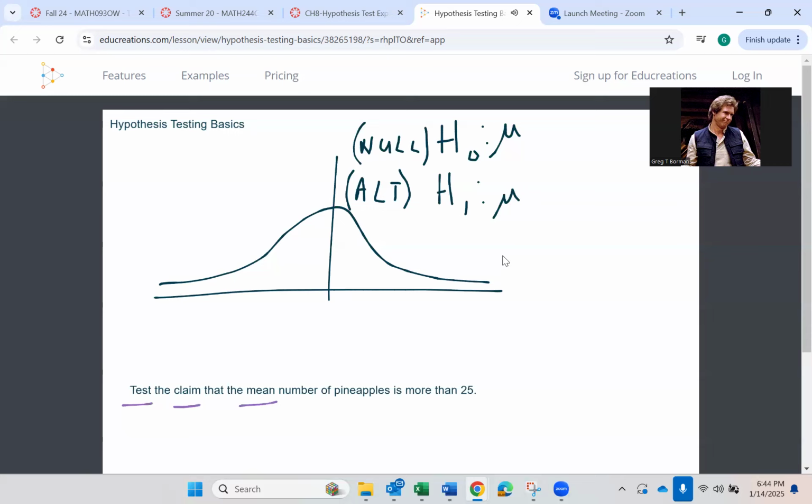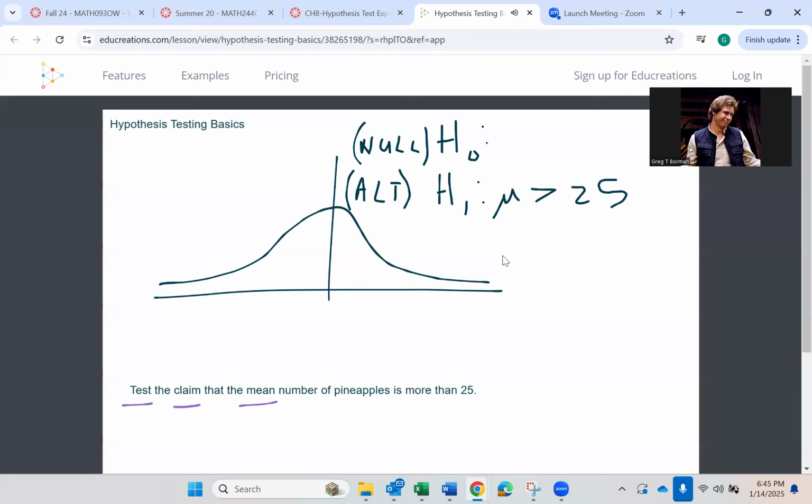So now what do I do? It says that the mean number of pineapples is more than 25. So the question is, do I put mean is more than 25 there, or do I put it there? Turns out that it goes in the alternative hypothesis. Since there's no equal sign in the statement, like mu is greater than or equal, that means it goes in the alternative. So the alternative hypothesis always contains the statement that does not have an equal sign.